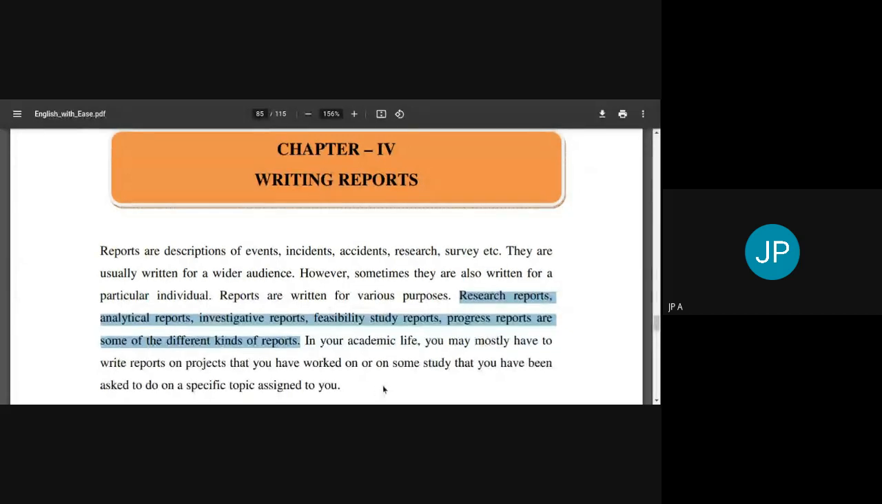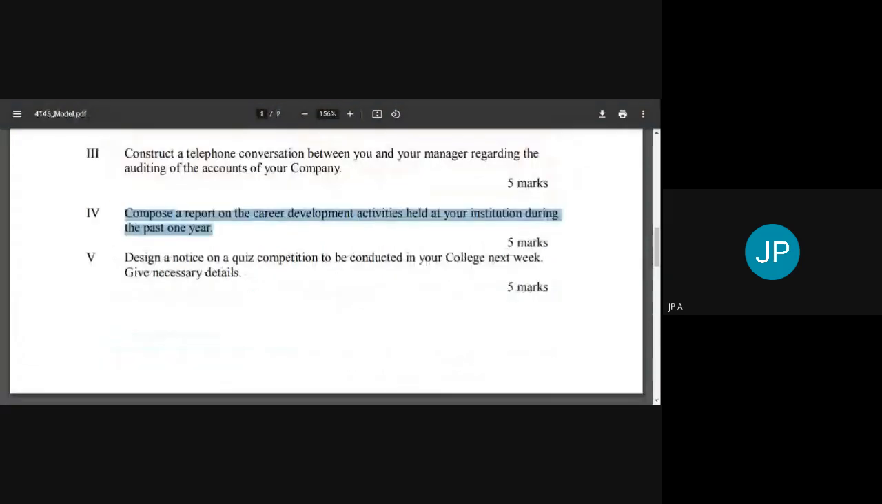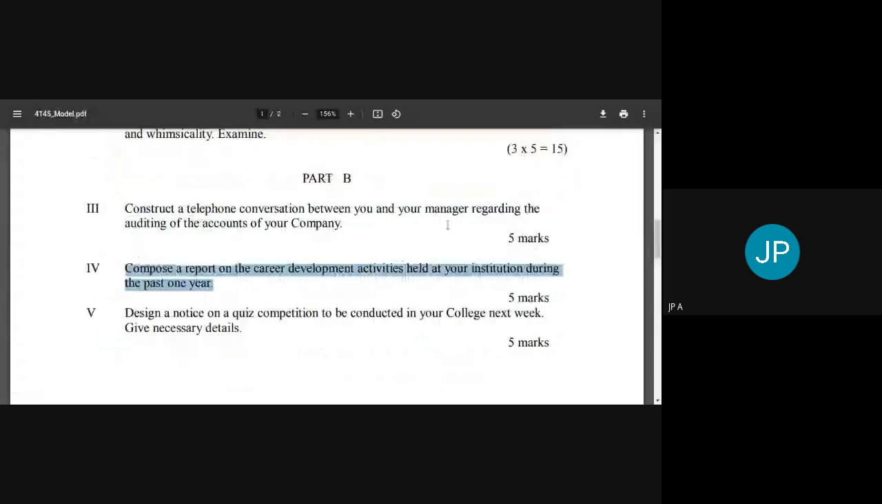We just need to prepare for event reports. That will be the kind of question that you get for the exam also. One second, we had that question paper here. So let's look at that question. That is the fourth question in part B.